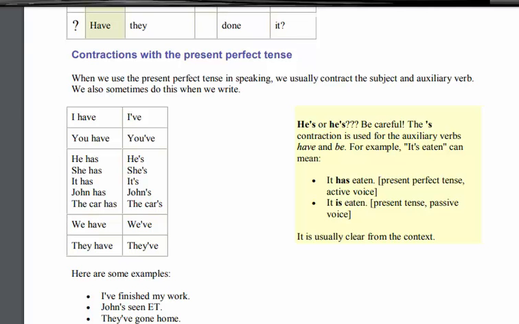So be careful that the apostrophe s contraction is used for the auxiliary verbs have and be. For example, it's eaten can mean it has eaten, in the present perfect tense active voice, and in the passive voice it is eaten. Keep in mind, students, that the apostrophe is only used for the auxiliary verbs have and be. For example, it's eaten in the active voice means it has eaten, but in the passive voice it means it is eaten. It is really clear from the context.